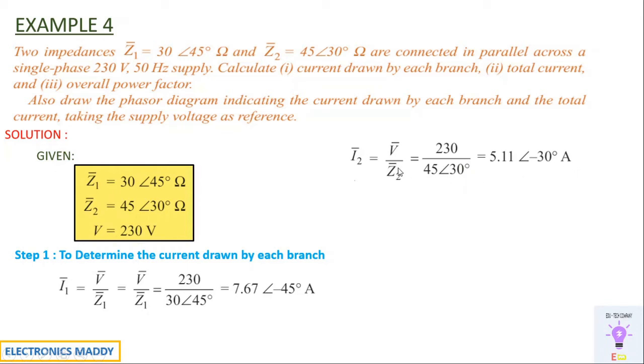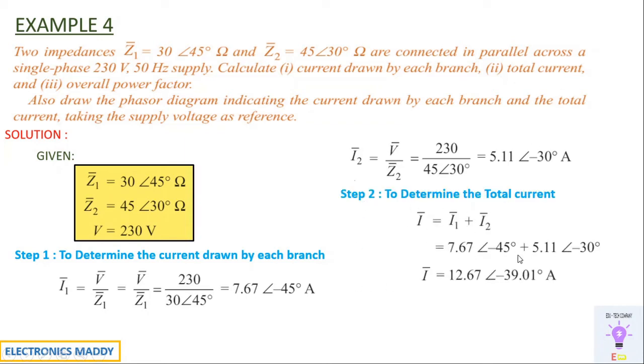So once you have found out I1 bar and I2 bar, this is the first bit of the problem, that is current drawn by each branch is known. Now they've asked us to find the total current, that is nothing but I1 bar plus I2 bar. So we'll be adding I1 bar and I2 bar. You will be getting 12.67 at an angle of minus 39.01 degrees amps.